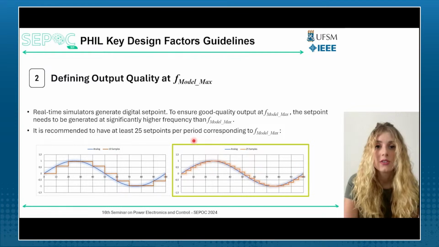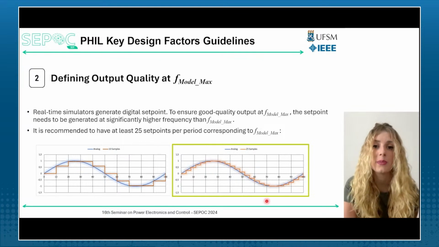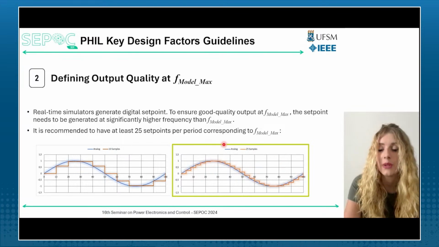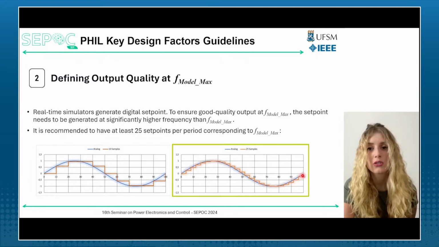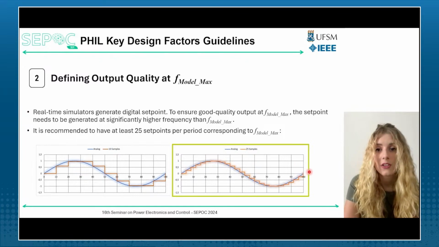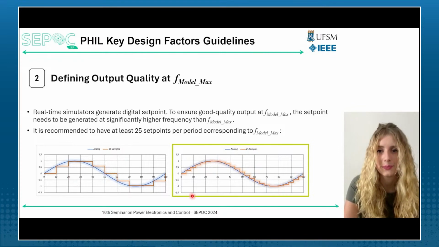From these pictures, you can see that you have set points in different granularity, and it is better if you have more set points during the period of the signal of interest at the model bandwidth frequency. So you can see that the representation of the analog signal, shown here in blue, is much better if you have more set points, so instead of 10, 25 samples, for example.